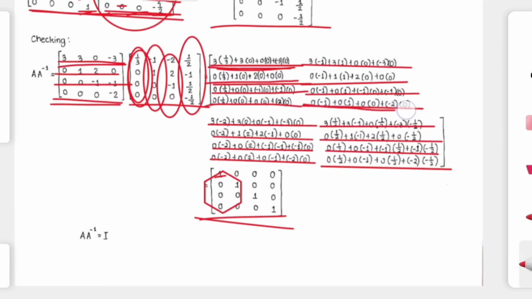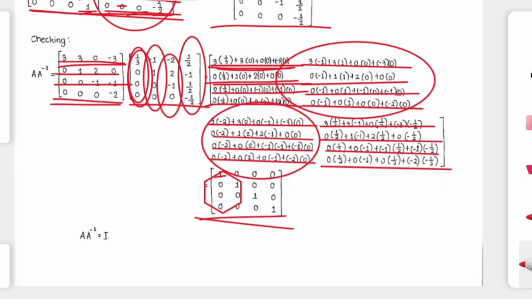And let's focus on here for the second column. So we have 3 times negative 1 plus 3 times 1 plus 0 times 0 plus negative 3 times 0. So we have 0. And for the next one, we have 0 times negative 1 plus 1 times 1 plus 2 times 0 plus 0 times 0. So we get the 1. And another one, we have 0 times negative 1 plus 0 times 1 plus negative 1 times 0 plus negative 1 times 0. So we have 0. And then for the last one, we have 0 times negative 1 plus 0 times 1 plus 0 times 0 plus negative 2 times 0. So we have the 0. So now let's focus on the third column.